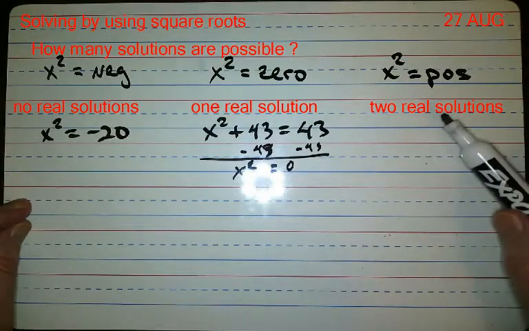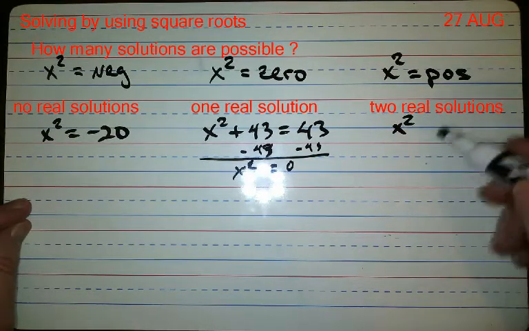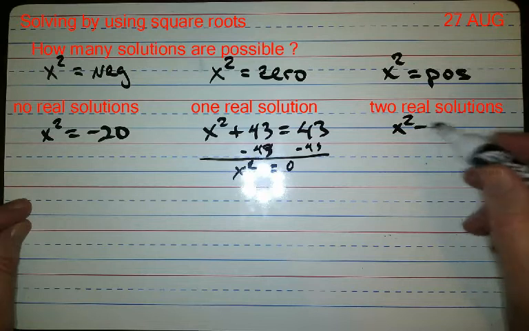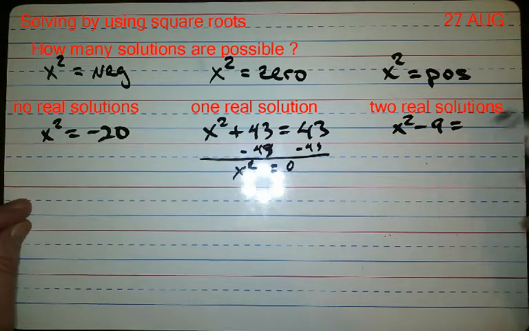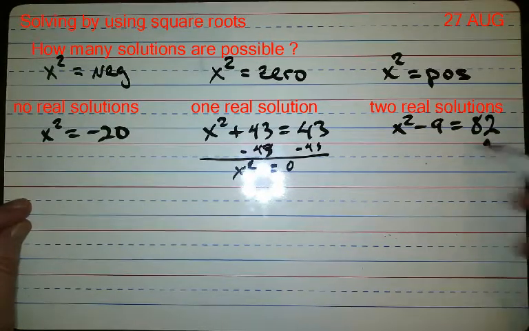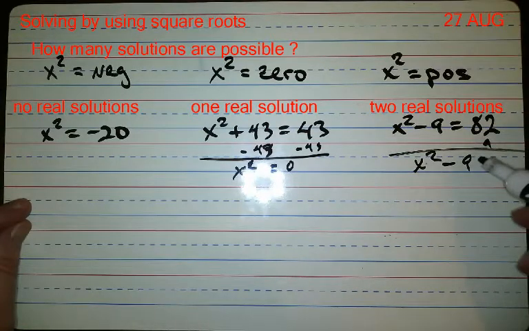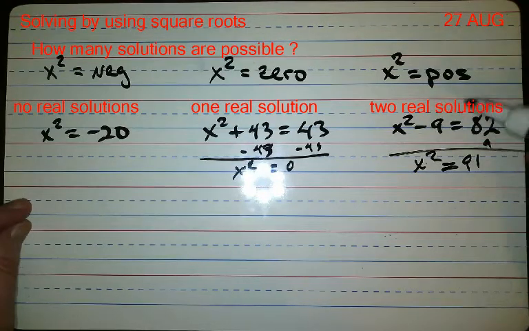And so what would it look like if it was two solutions? They could say something like this: x squared minus 9 equals, I don't know, 82. Right? Well, what do I have to do? I have to add 9. And so I get x squared equals 91. It's a positive number, so that means that there are two answers.